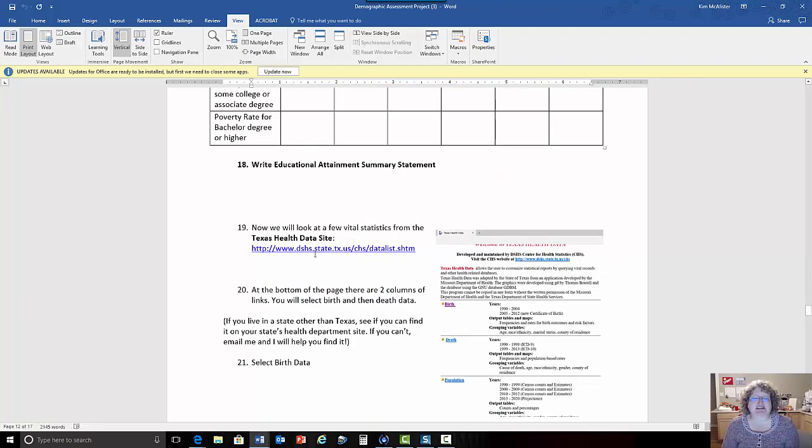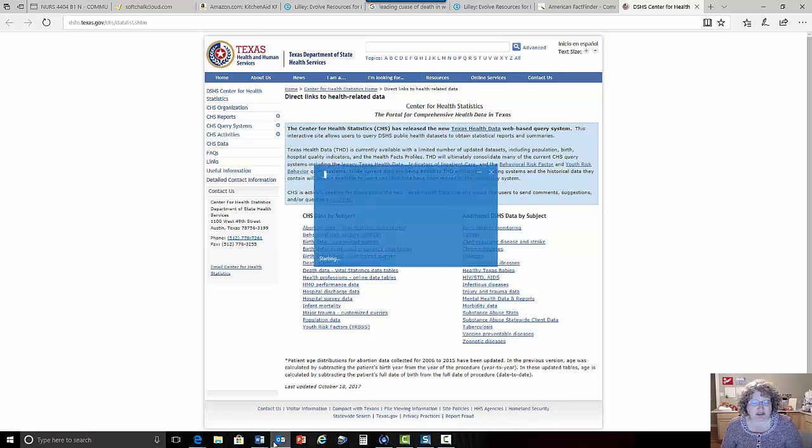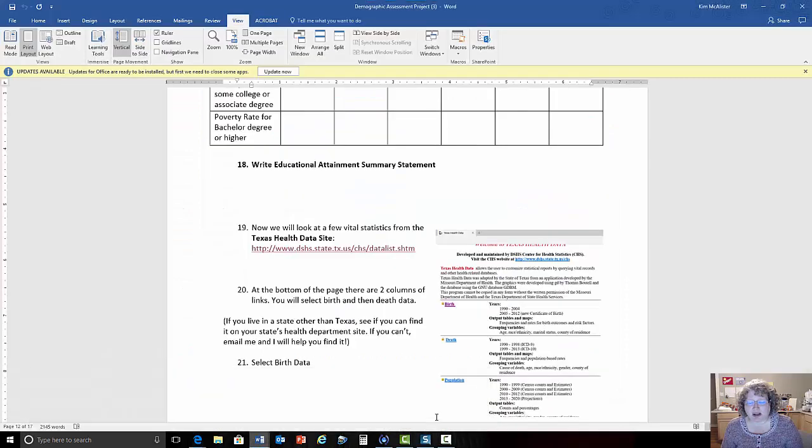Then you're going to go to the Texas Health Data site. I know some of you that are with us are in other states. Please locate your state health department. If you have trouble finding that, please email me and I will help you find your site. So you go here and then you'll find they have the different data tables and so forth that you can find. I keep wanting to open my email instead of going back here.